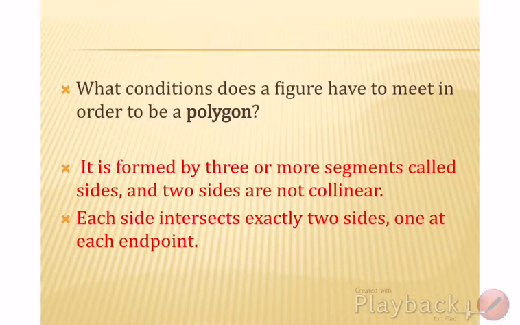In this video, you are going to find out about the properties of a unique quadrilateral. It's called a trapezoid. It has a very particular property to it. So let's review what we already know. What conditions does a figure have to meet in order to be a polygon? It's formed by three or more segments called sides, and two sides are not collinear. Each side intersects exactly two sides, one at each endpoint.